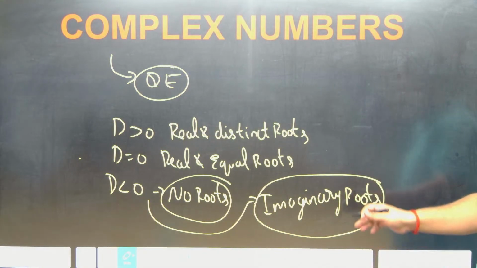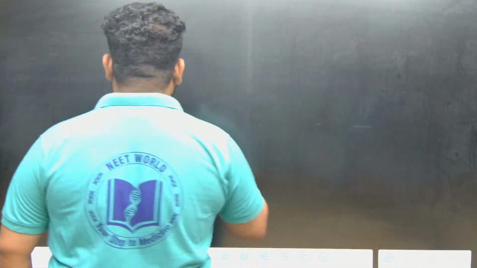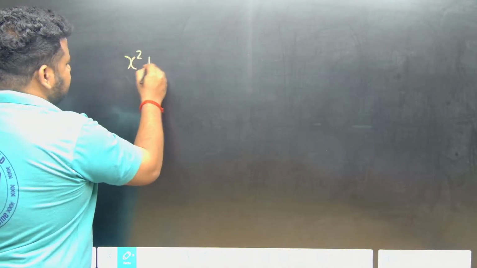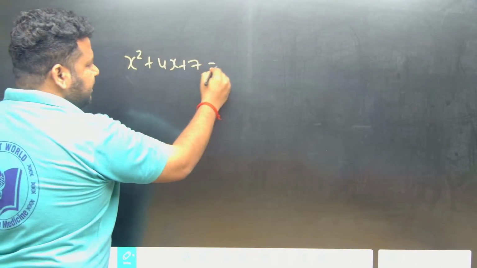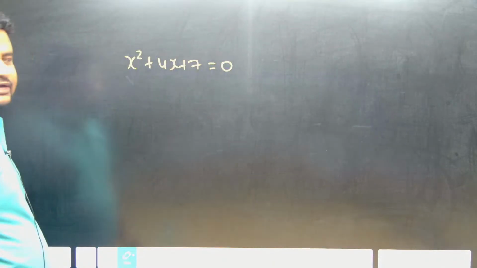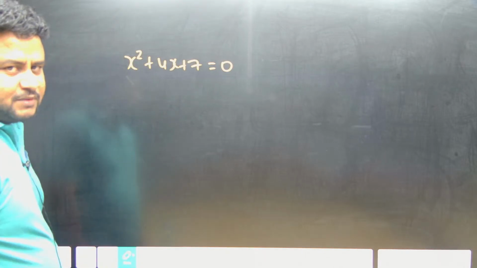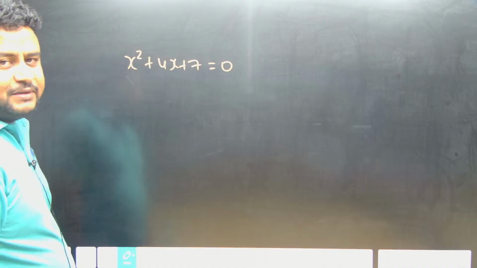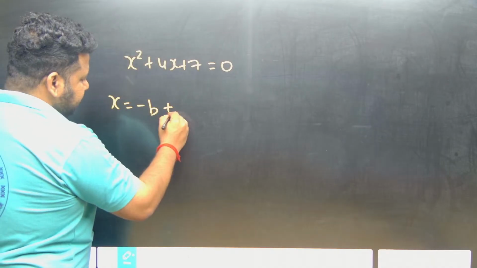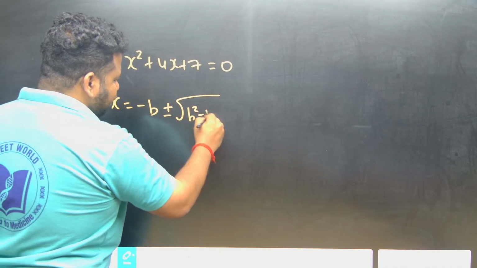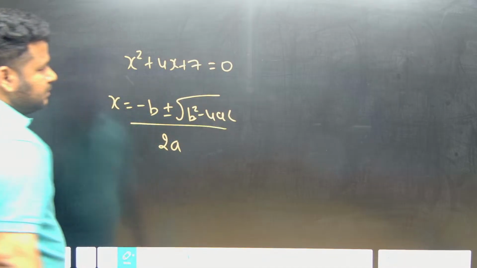Now, when do we get imaginary roots? Let us take up a simple question: x square plus 4x plus 7 equals 0. This is the quadratic equation. If I want to find the roots, I cannot factorize it, so I will use the formula method. The formula gives x equals minus b plus or minus square root of b square minus 4ac, which is the discriminant, divided by 2a.